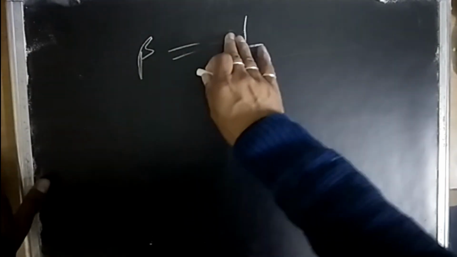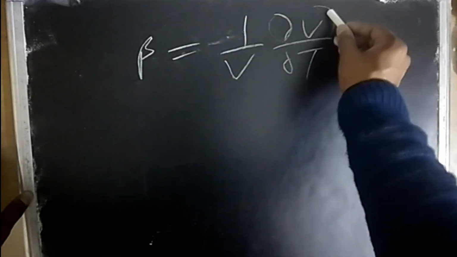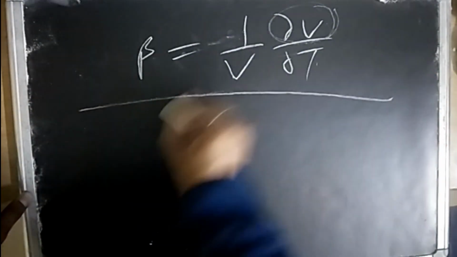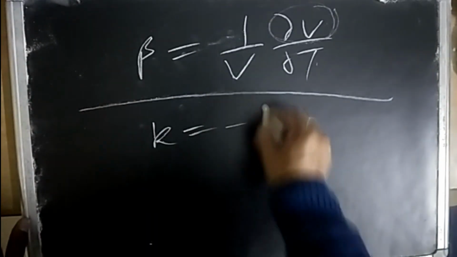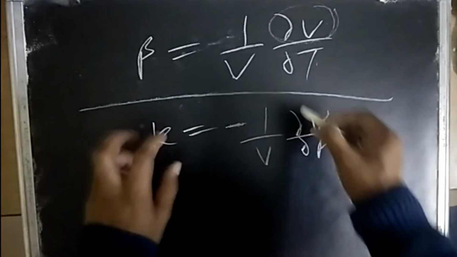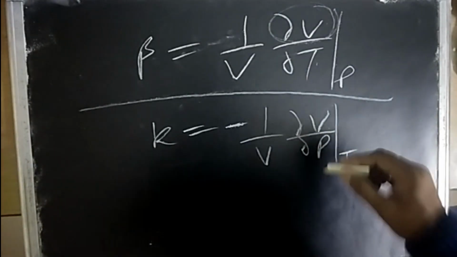Now let's move to solution thermo. Before that, let me tell you beta, the volume expansivity, is 1 by V into del V upon del T. Expansivity means volume is increasing, so no minus sign. Volume is our main variable that is changing, so take it up and write this down. And K, the isothermal compressibility: here the volume will decrease, so put a minus sign, minus 1 by V into del V upon del P. This is compressibility at constant temperature, and volume expansivity is at constant pressure. Now let's move to solution thermo.